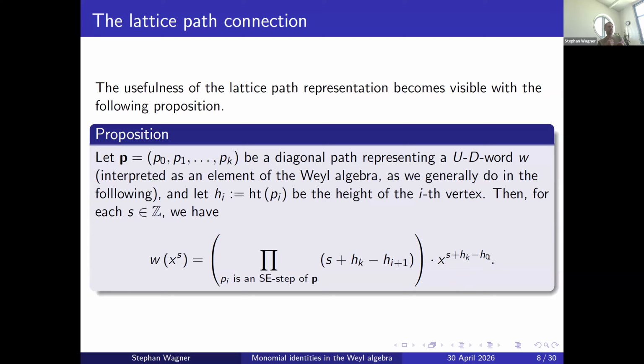With every D, you differentiate, which decreases the exponent by 1 and also produces a factor. So the total change in the exponent is simply the difference between the height at the end and the height at the beginning, and that's exactly h_k minus h_0. And then every time you differentiate, you gain a factor. This factor is simply the exponent at that particular point, which is s plus however the height has changed up to that point. And this can be expressed like this. I'll also show you in an example.